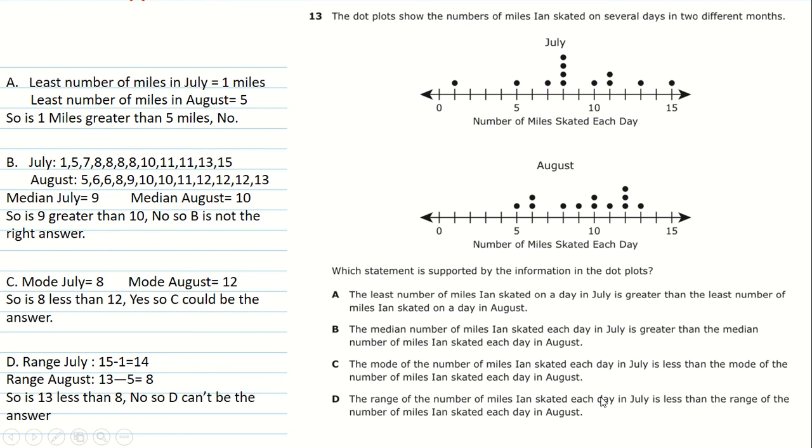So go back to the statement. It says that the range for July is less than the range for August. So that should say 14. So is 14 less than 8? Sorry, it says 13. No, 14 would not be less than 8, so D is not the answer. So that would give us an answer of C.